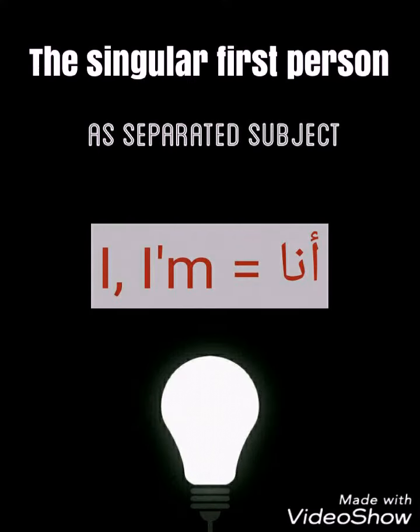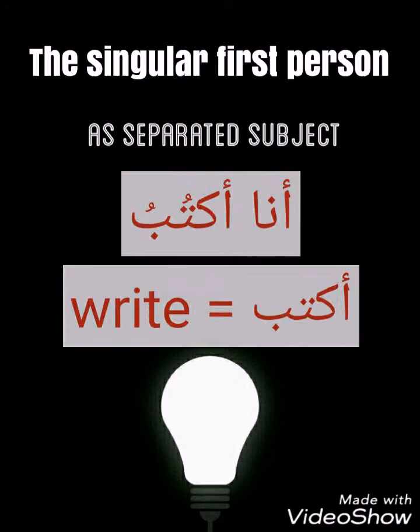أهلا, hello. أنا is a separated pronoun for the first person in the position of the subject, coming at the beginning of the sentence or at least before the verb. For example, أنا أكتب. It can be translated as I write or I'm writing.